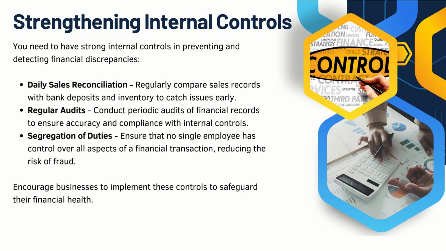Strengthening internal controls. You need to have strong internal controls in preventing and detecting financial discrepancies. Daily sales reconciliation: regularly compare sales records with bank deposits and inventory to catch issues early. Regular audits: conduct periodic audits of financial records to ensure accuracy and compliance with internal controls. Segregation of duties: ensure that no single employee has control over all aspects of a financial transaction, reducing the risk of fraud. Encourage businesses to implement these controls to safeguard their financial health.